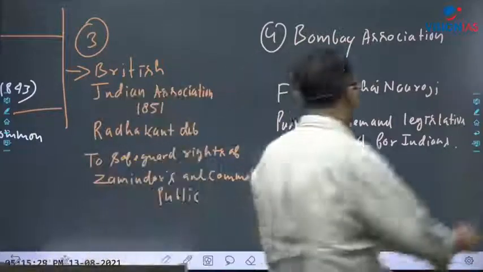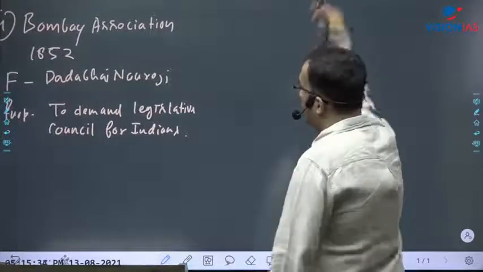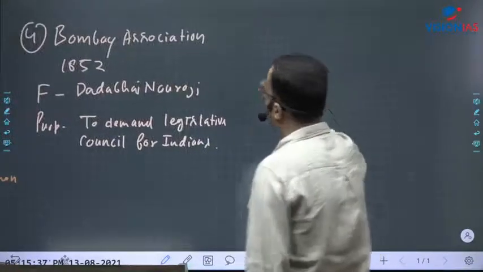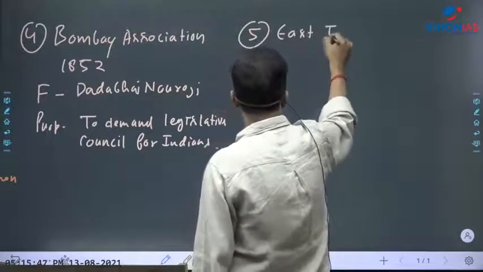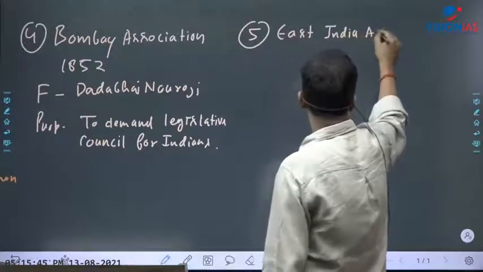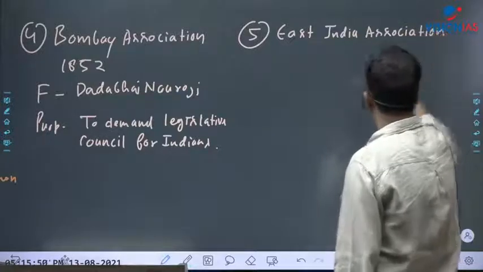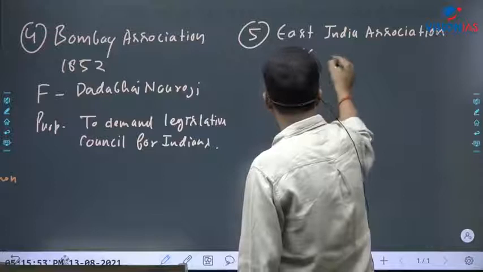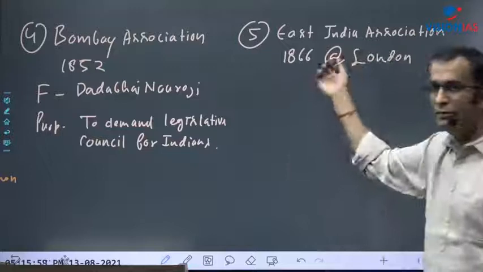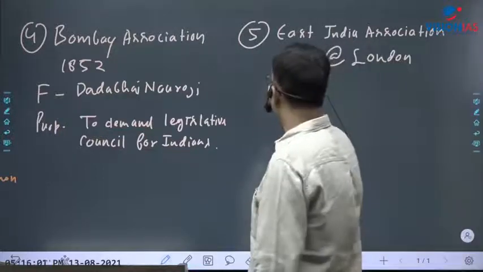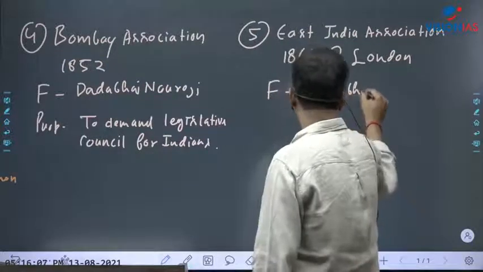Then, let's move to the next one. So fifth, East India Association in 1866 at London. So this organization was not created in India, it was created in Britain. And who is the founder? Founder is Dadabhai Naoroji. Again Dadabhai Naoroji.